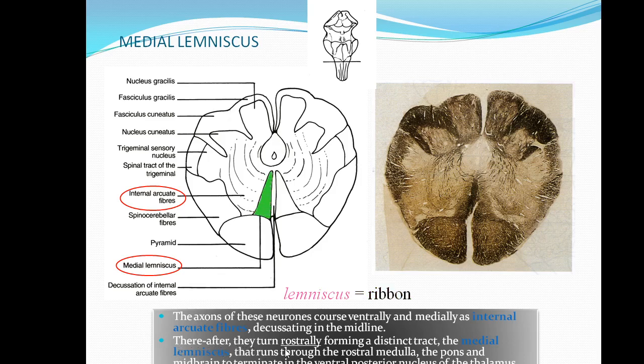Thereafter, they turn rostrally, forming a distinct tract, the medial lemniscus, that runs through the rostral medulla, the pons, and the midbrain to terminate in the ventral posterior nucleus of the thalamus. Lemniscus means ribbon-like.